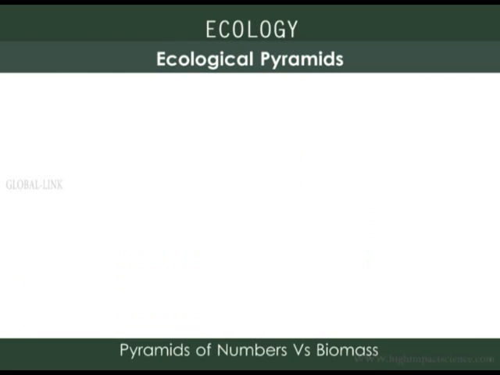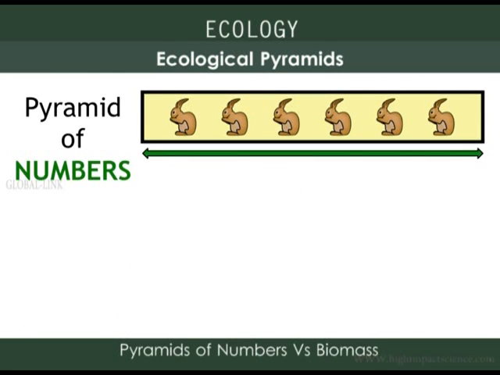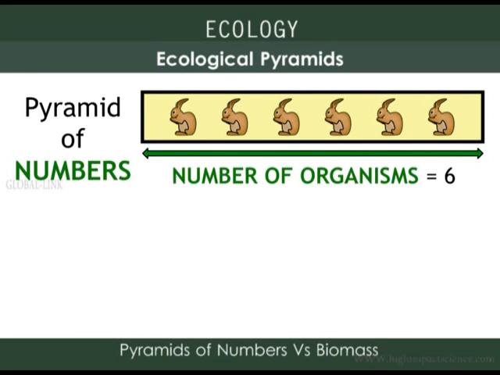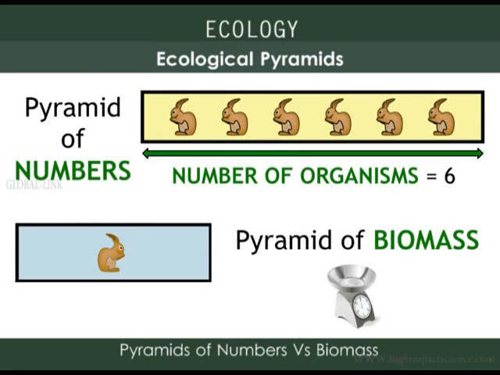For an ecological pyramid of numbers, the width shows the number of organisms, while in the pyramid of biomass, the width shows the biomass of the organisms. The unit for this is grams per meter squared.